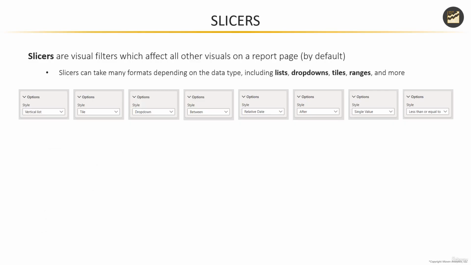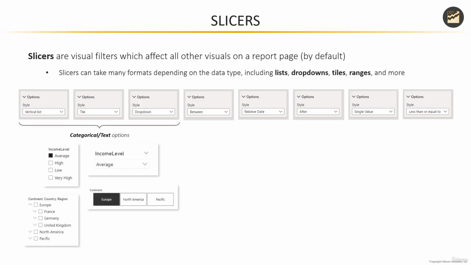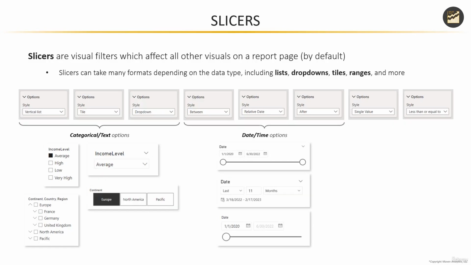more. So to give you some examples, here are some options for categorical and text fields like vertical lists, tile formats, or dropdowns. For date and time fields, you have different options like between, relative dates, before or after. And for numeric ranges, you've got single value selections, less than or equal to, greater than or equal to, etc.